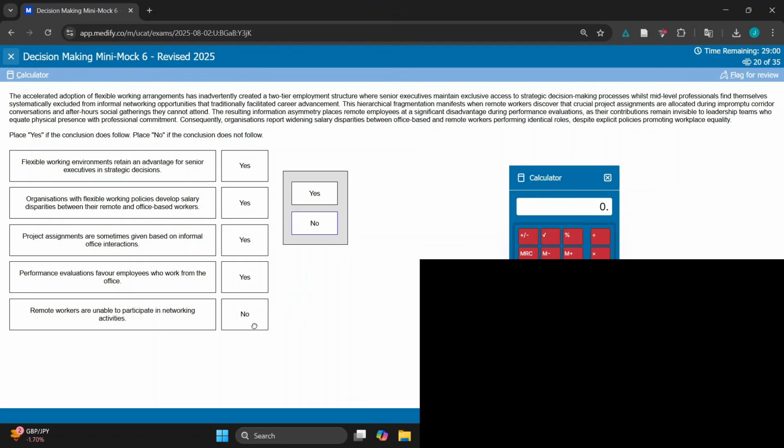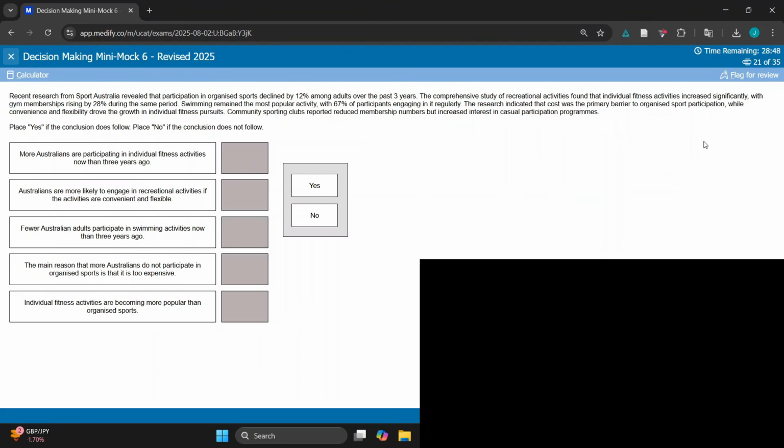This one might be a no because it says about social gatherings after hours that they cannot attend, but I don't know if it says directly about this, which is more about mid-level professionals. Okay, let's flag this and move on.